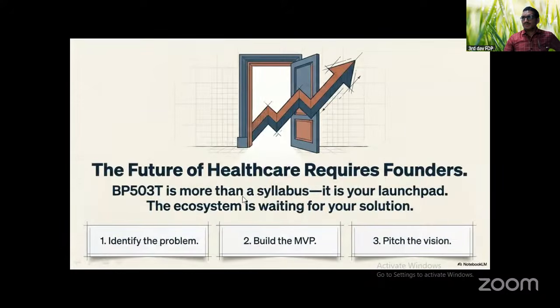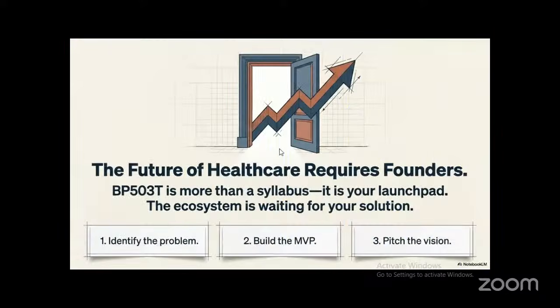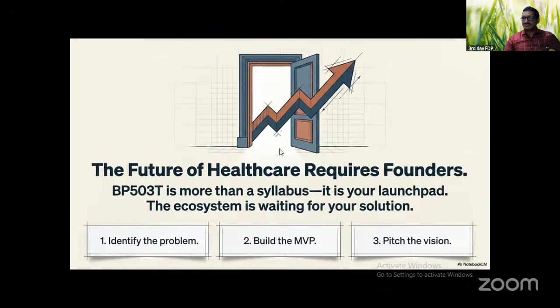So this is the future of healthcare requires founders. So here all these things are included in this B.Pharmacy fine syllabus, and this is actually a launch pad where you can identify the problem, build the minimum viable product, and pitch your vision. All these are included in this syllabus. So this is about the startup ecosystem, and this syllabus is aligned with the National Education Policy, and I think this syllabus will be helpful to guide the entrepreneurs through their journey in the startup ecosystem.